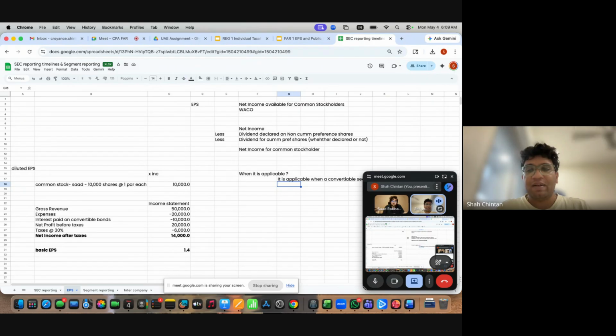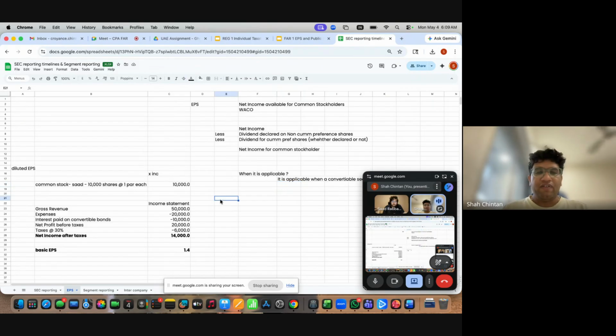So in that example, what we saw, currently SAD is earning $1.4 per share. But if the bank also becomes a shareholder, what will be the dilution in SAD's income per share? If SAD's income per share increases from 1.4, then it's all good. It is called anti-dilutive EPS. You don't report it. But if SAD's income per share goes below 1.4, then it is called a dilution in his income, or a diluted EPS.